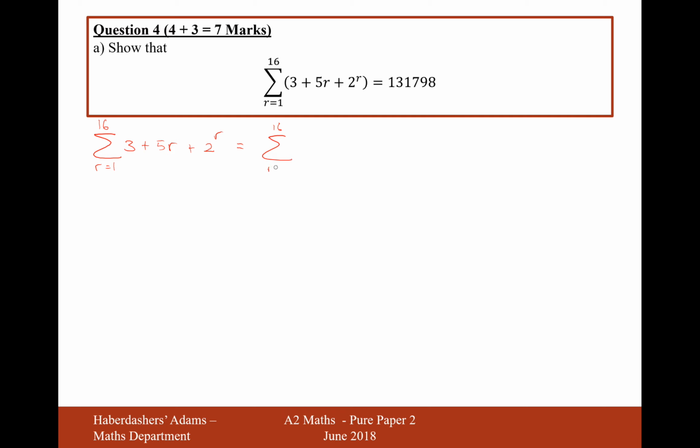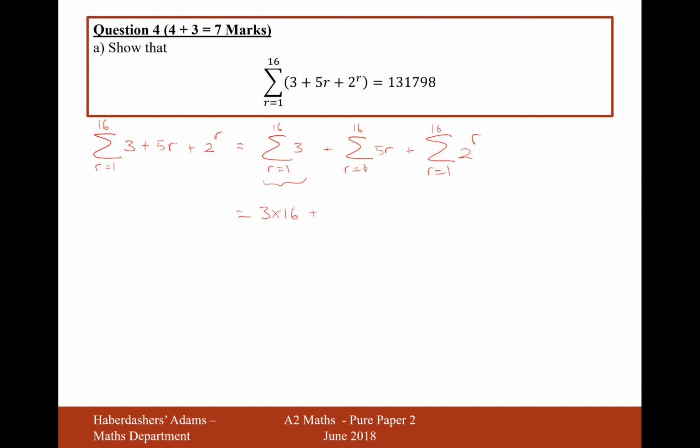So we're going to have the summation of 3 from 1 to 16, add the summation from 1 to 16 of 5r, and then add the summation of 1 to 16 of 2 to the power of r. Now, with the first one, the sum of just the number 3, this is effectively just going to be the calculation of 3 times 16, because you're adding 3's together. There's no place that r can be substituted in, so every time you go through 1, 2, 3, 4, 5, all the way up to 16, your output is just going to be the number 3 for each of these 16 terms. So it's just 3 times 16.